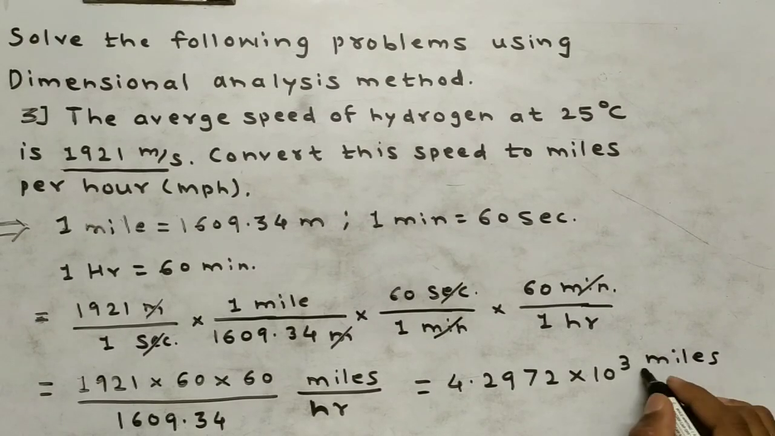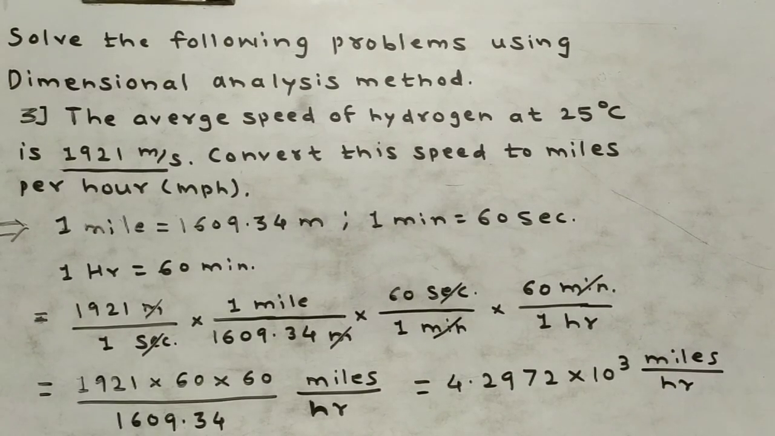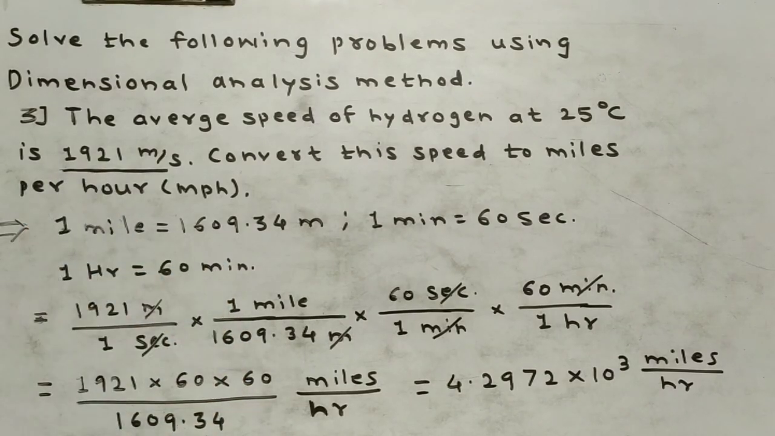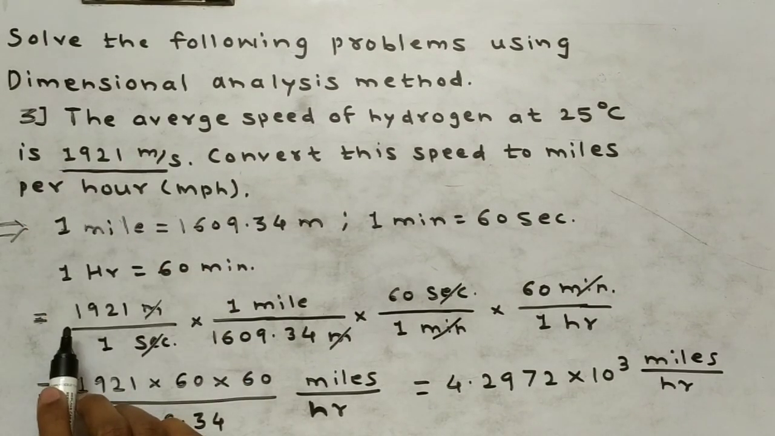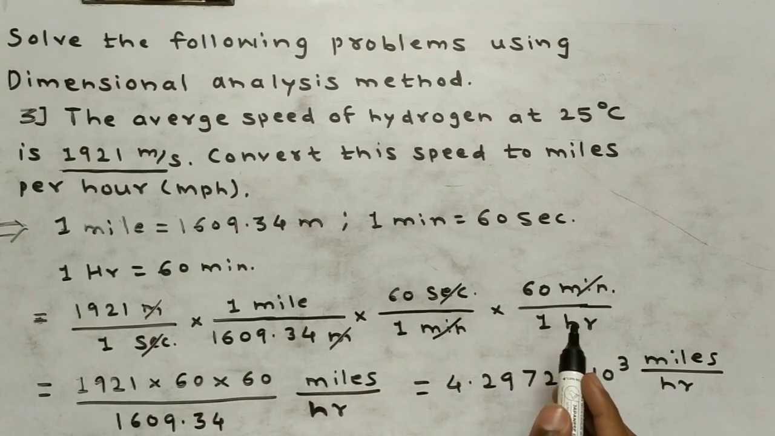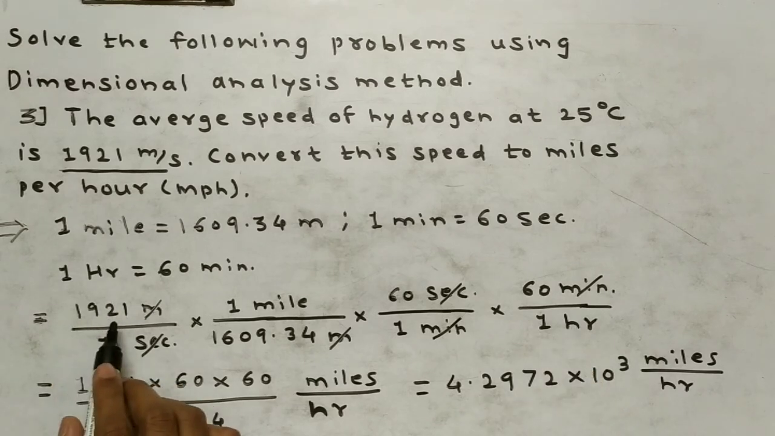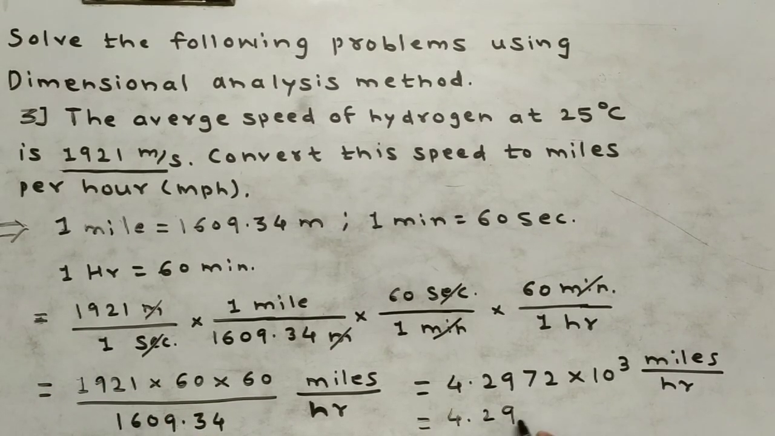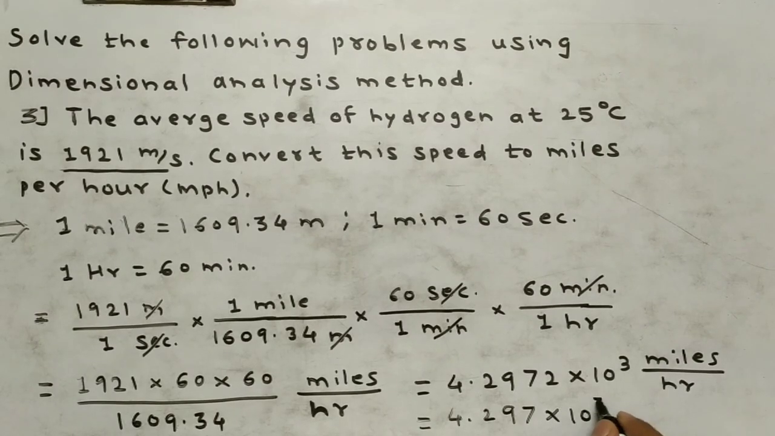miles per hour. Now if you see the number of significant figures in 1921, also here it is 60 seconds, 60 minutes, then here 1609.34, they are all constants. So we'll use this number to determine the number of significant figures in the final answer. So our final answer will be in 4 significant figures. So this will be 4.297 into 10 raised to 3 miles per hour, mph.